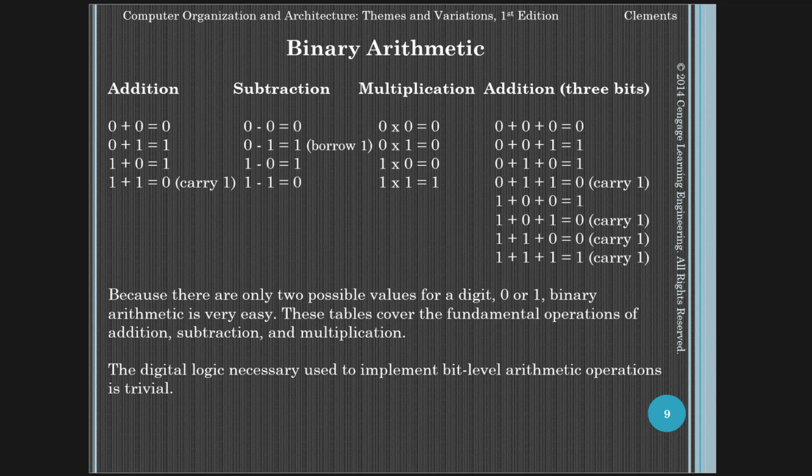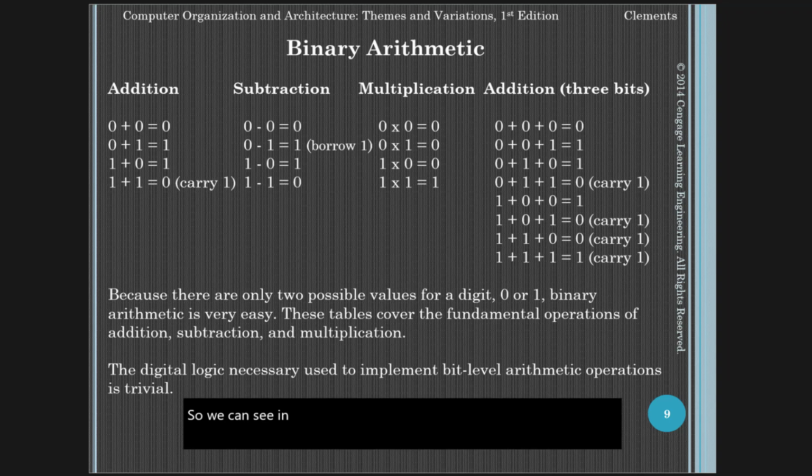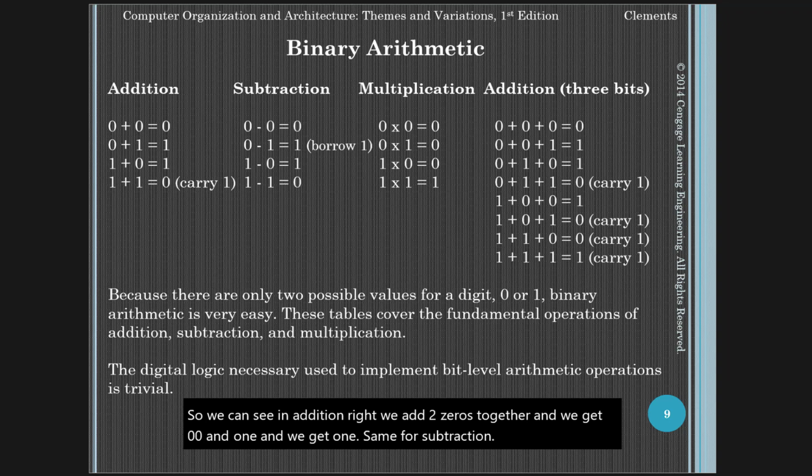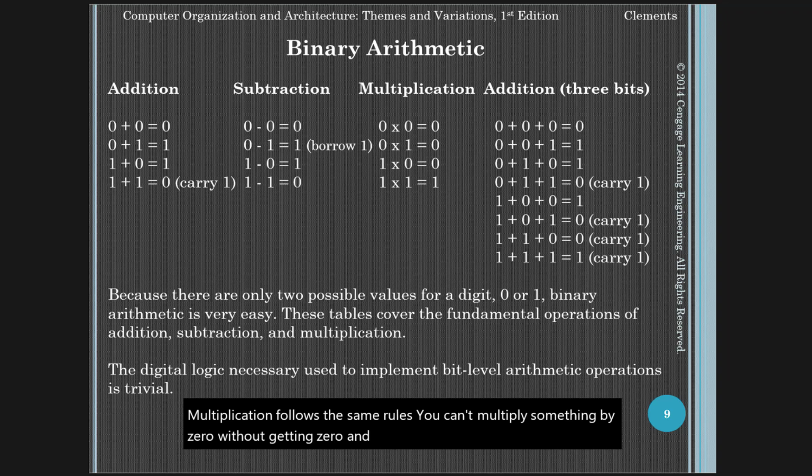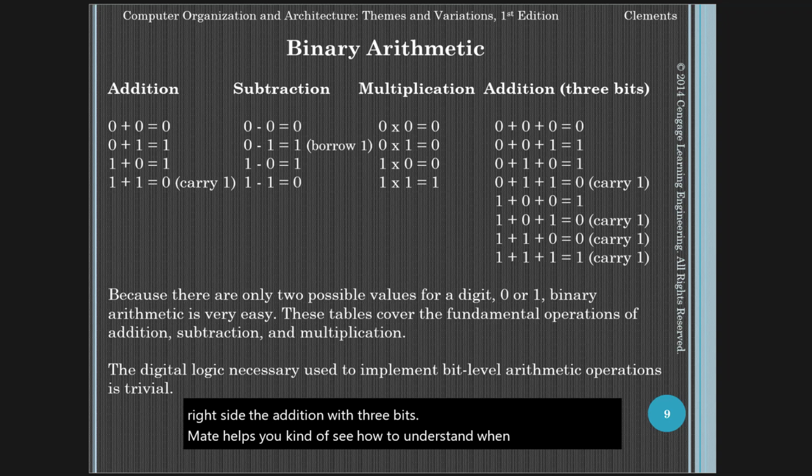So we can see in addition, we add 2 zeros together and we get 0, 0 and 1 and we get 1. Same for subtraction. Multiplication follows the same rules. You can't multiply something by 0 without getting 0. And then on the far right side, the addition with 3 bits helps you understand when we carry a bit.